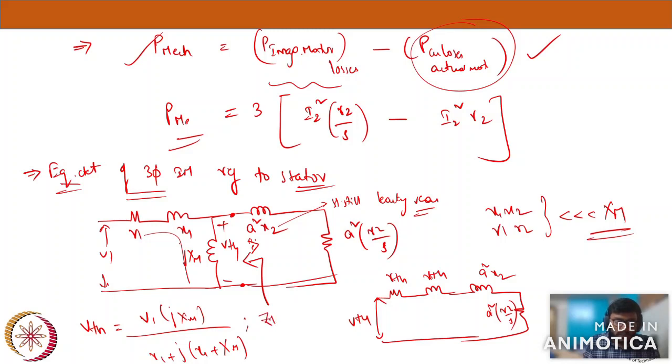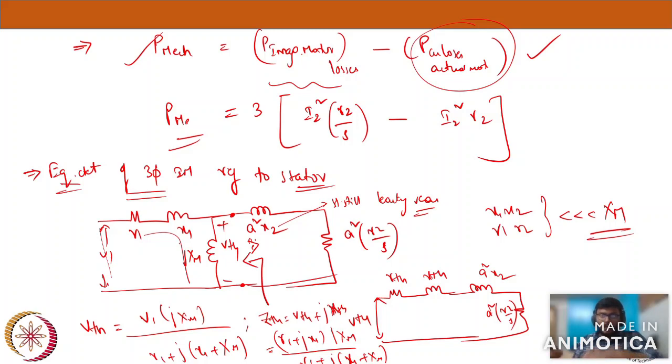And ZTH is RTH plus jXTH. If you look at the open-circuit voltage, the equivalent impedance here is R1 plus jX1 in parallel with jXM. So what will this be? It is (R1 plus jX1) multiplied by jXM, divided by R1 plus j(X1 plus XM). So this is the Thevenin's impedance and this is the Thevenin's voltage. You replace the stator circuit like this so that you get a Thevenin's equivalent circuit.